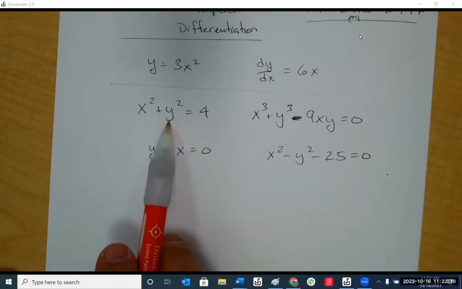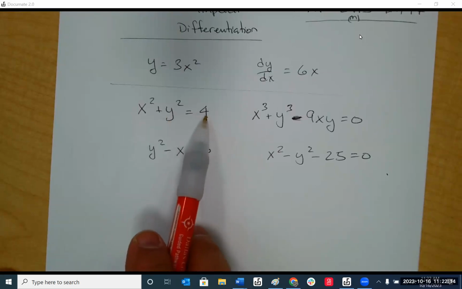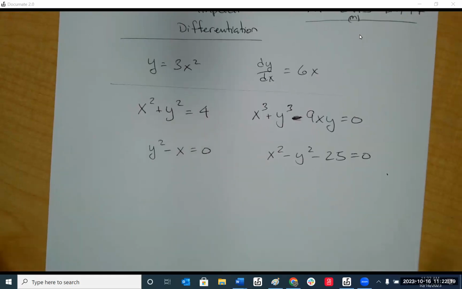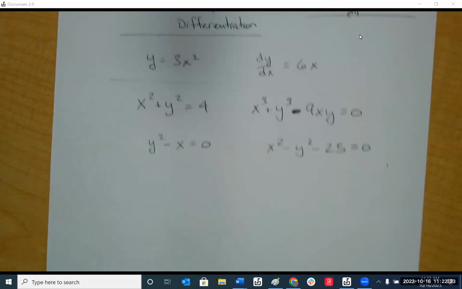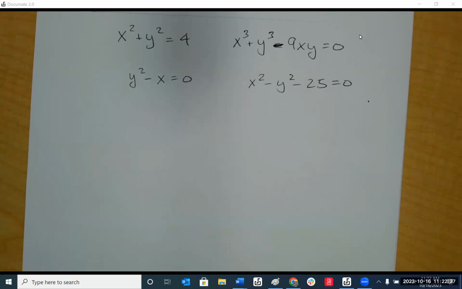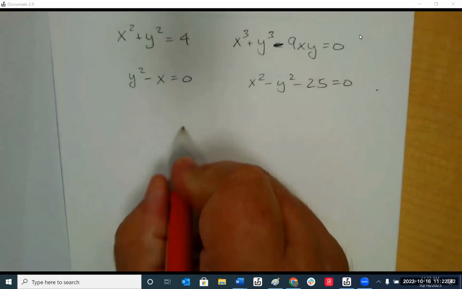Well, for this one, we could solve for y. y would equal plus or minus the square root of 4 minus x squared. But what about this one? We can't get y by itself. Because of that, now we have to use something called implicit differentiation, where we take derivatives of both the x and the y. So here's example 1.